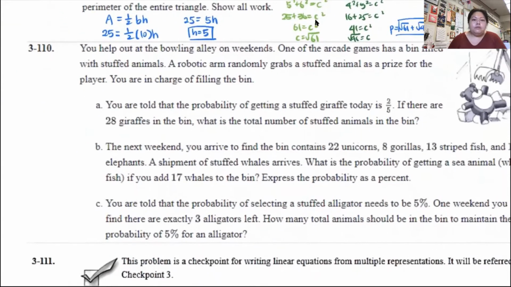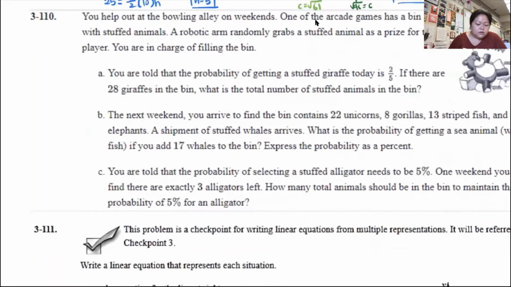Next problem. You help out at a bowling alley on weekends. One of the arcade games has a bin filled with stuffed animals. A robotic arm randomly grabs a stuffed animal as a prize for the player. You are in charge of filling the bin. You are told that the probability of getting a stuffed giraffe today is 2/5. If there are 28 giraffes in the bin, what is the total number of stuffed animals in the bin?